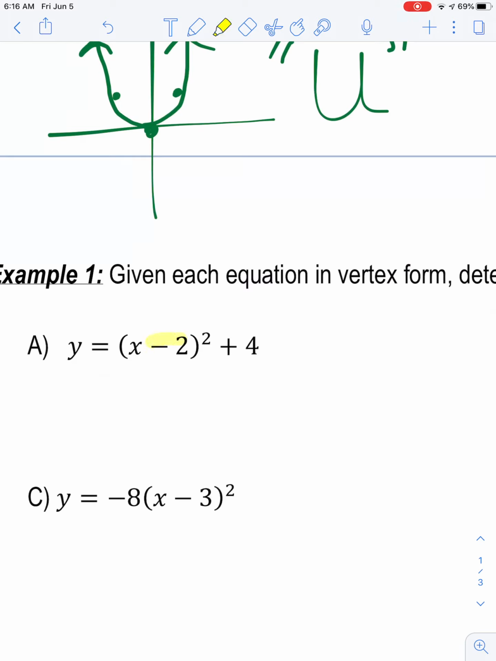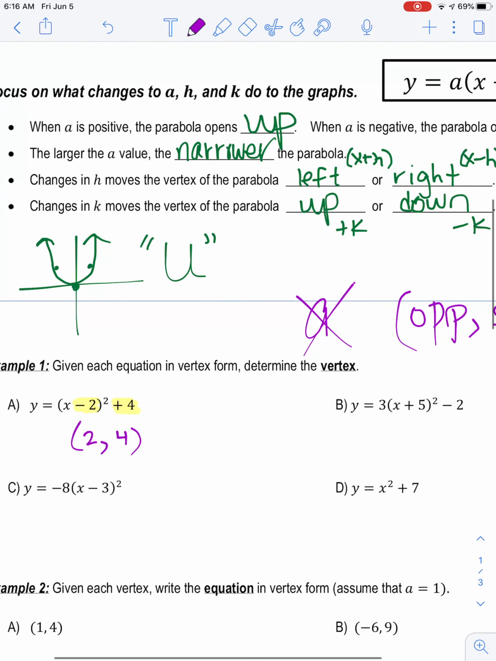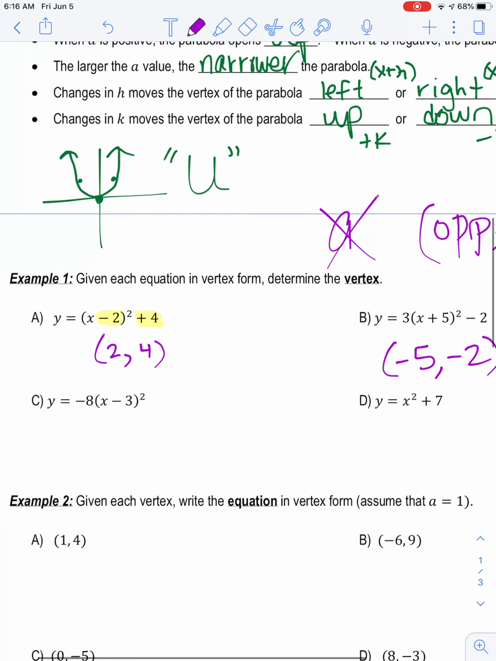So if I look here, I have a minus 2, and then a plus 4. So the opposite of negative 2 is positive 2, keep that one the same. My vertex is (2, 4) for part A. Here, if I take opposite, I get negative 5, same, negative 2. There's my vertex for part B.